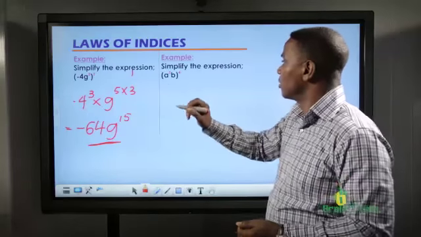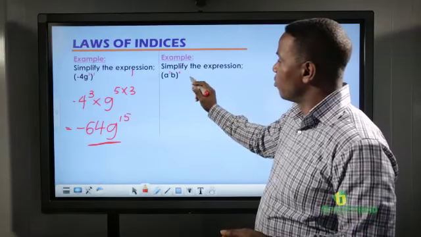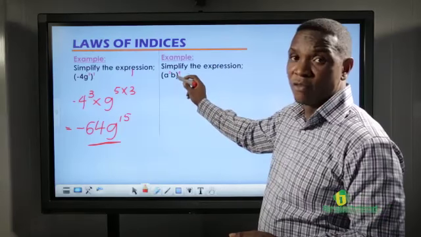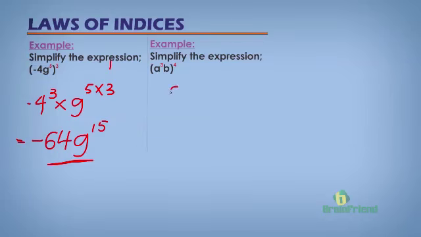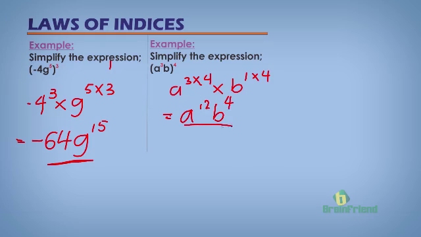Alright, let's quickly look at this. Again, remember we said any number left by itself is actually raised to a power 1. So for this situation, we would have what? a raised to power 3 times 4 times b raised to power 1 times 4. So this would give us what? a raised to power 12, b raised to power 4.